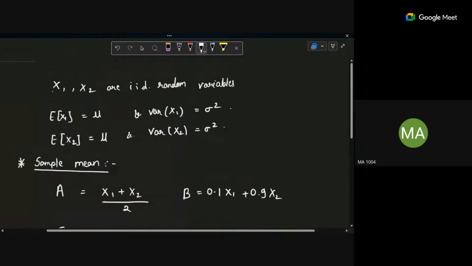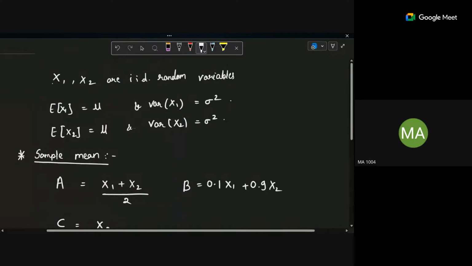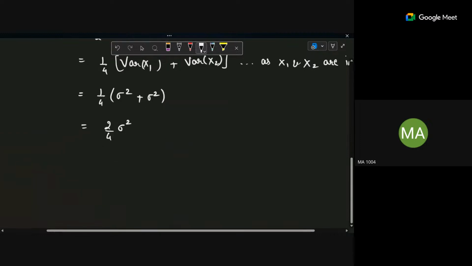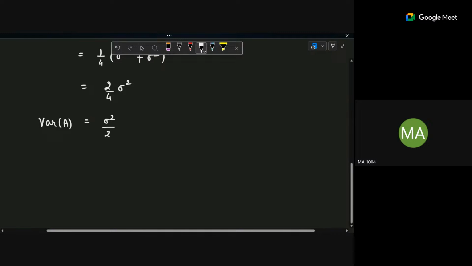See? So this is nothing but 2 by 4 sigma square, that is equal to sigma square by 2. Okay, this is variance of A. What about variance of B? Now let's calculate this.